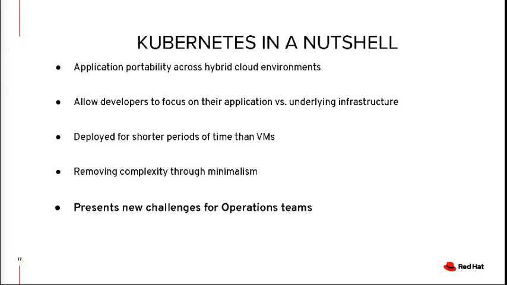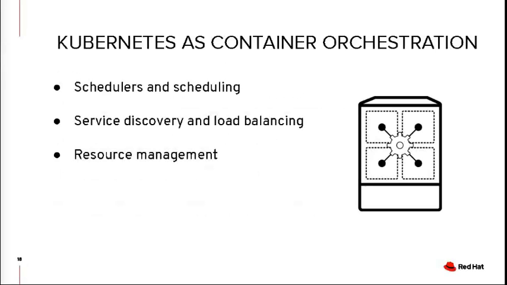So what is container orchestration, right? Kubernetes is container orchestration. That means Kubernetes figures out where and how to run your containers. And really more explicitly, it provides three functions. So schedulers and scheduling. Schedulers essentially compare the needs of a container with the health of your cluster, and they suggest where new containers might fit.